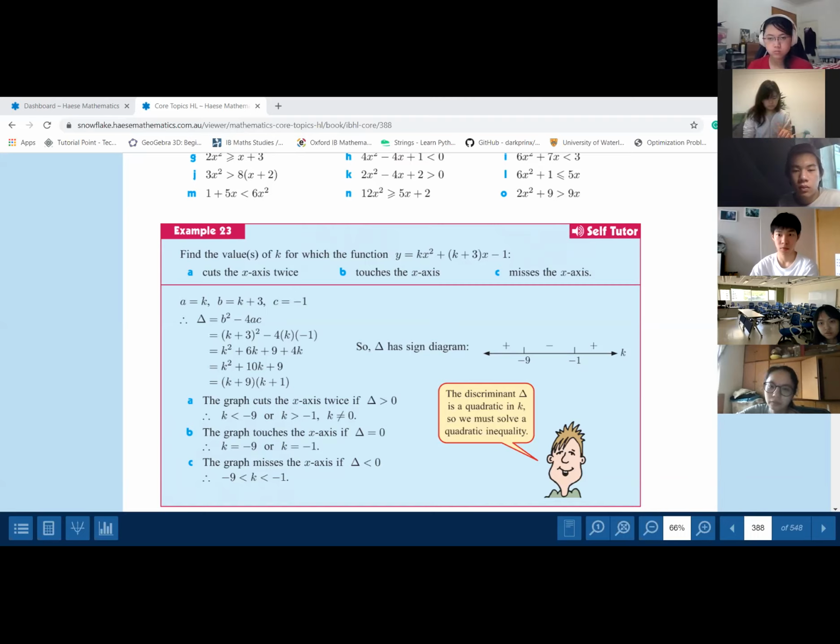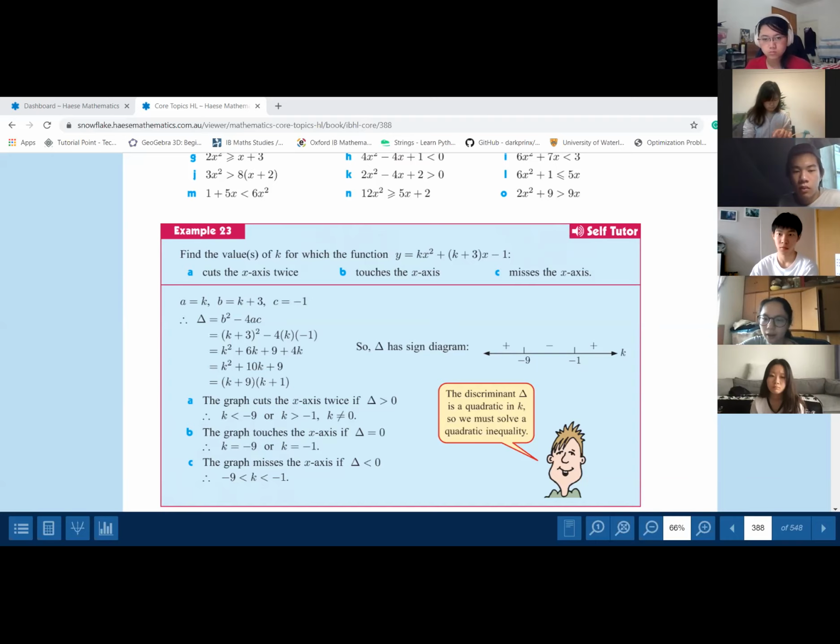Yes? -9 smaller than k smaller than -1. That's it. It's within this range. That's when it is below. Below 0 means when it is negative. Your answer should be deduced from here.